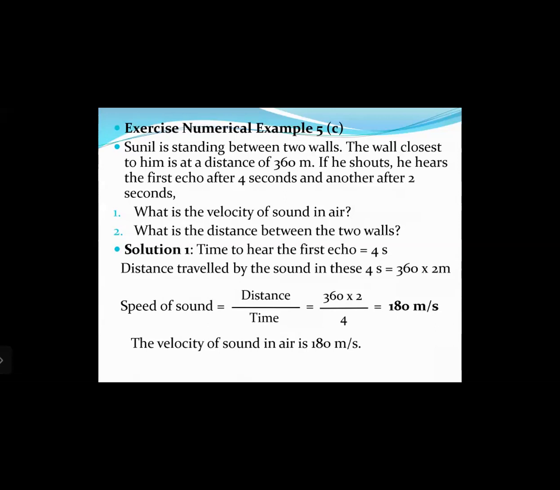That means the distance traveled by the sound in these 4 seconds will be twice, that is 360 multiplied by 2. So speed of sound is equal to distance upon time, that equals 360 multiplied by 2 divided by 4, which you get as 180 meters per second. So the first answer is, the velocity of sound in air is 180 meters per second.